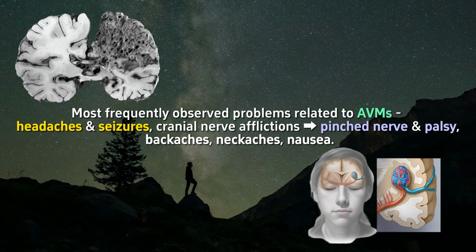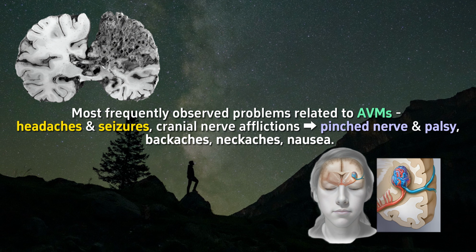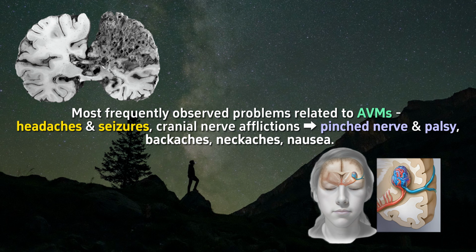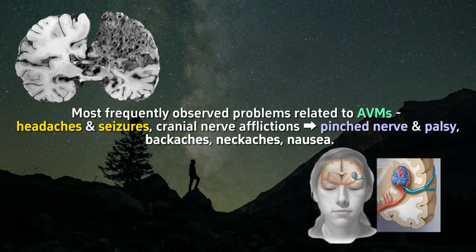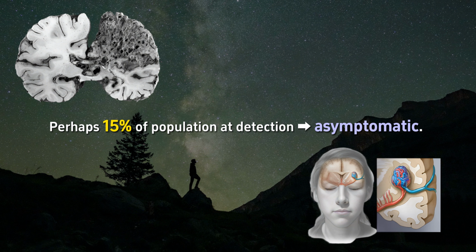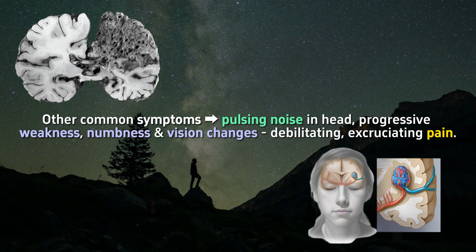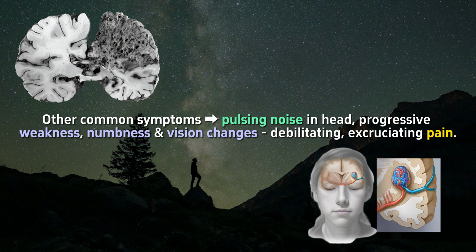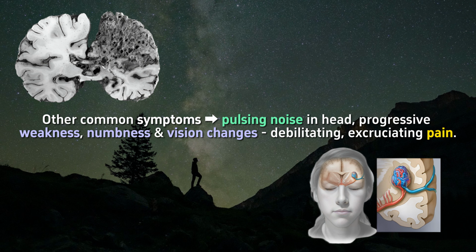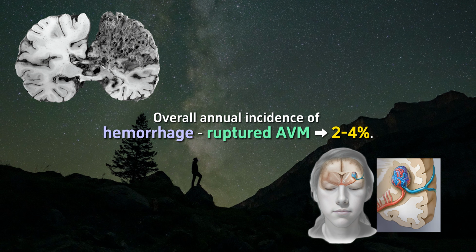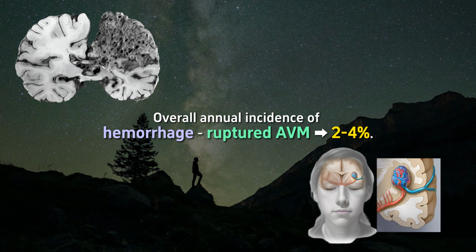The most frequently observed problems related to a cerebral arteriovenous malformation are headaches and seizures, cranial nerve afflictions including pinched nerve and palsy, backaches, neck aches, and nausea. Perhaps 15% of the population at detection are asymptomatic. Other common symptoms are a pulsing noise in the head, progressive weakness, numbness and vision changes, as well as debilitating, excruciating pain. The overall annual incidence of hemorrhage from a ruptured arteriovenous malformation is 2 to 4%.